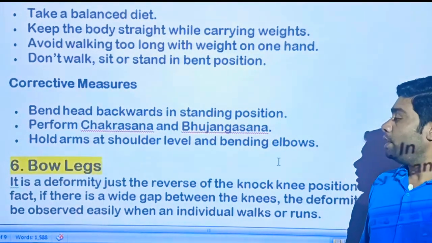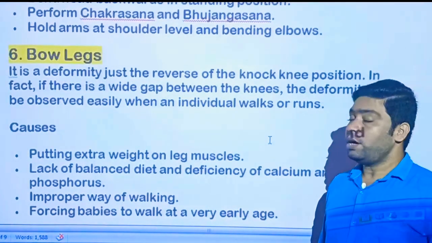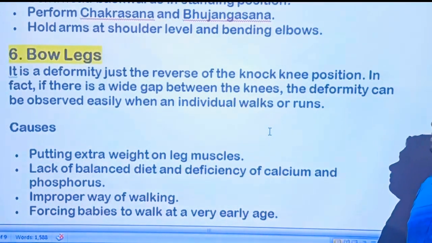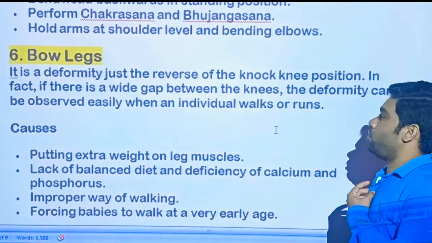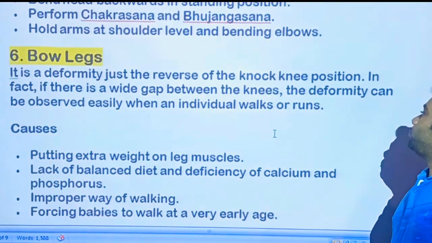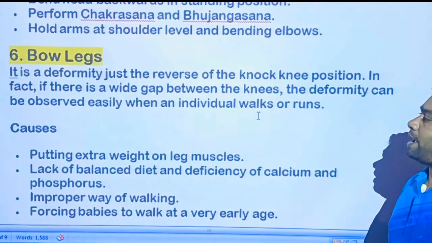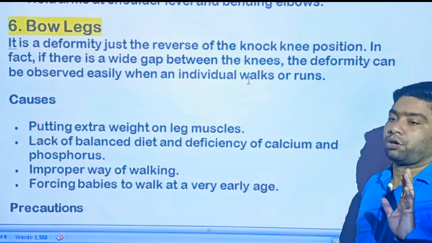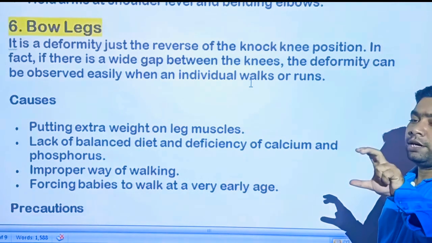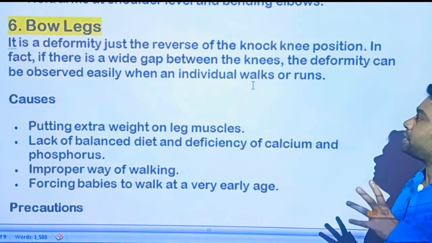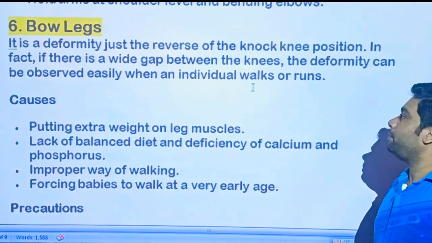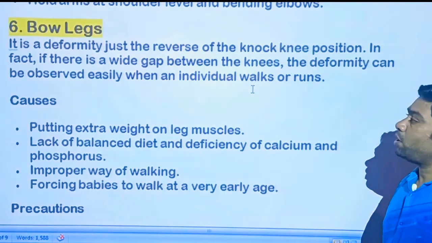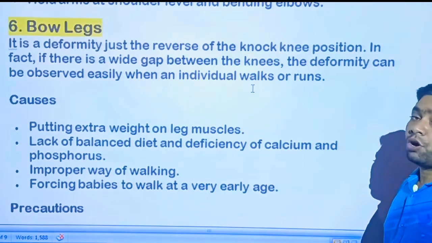Now, bow legs. What are bow legs? It is a deformity just the reverse of knock knee. In fact, there is a wide gap between the knees. Knock knee means the knees touch, and bow legs means a wide gap between the knees. The deformity can be observed easily when the individual walks or runs.